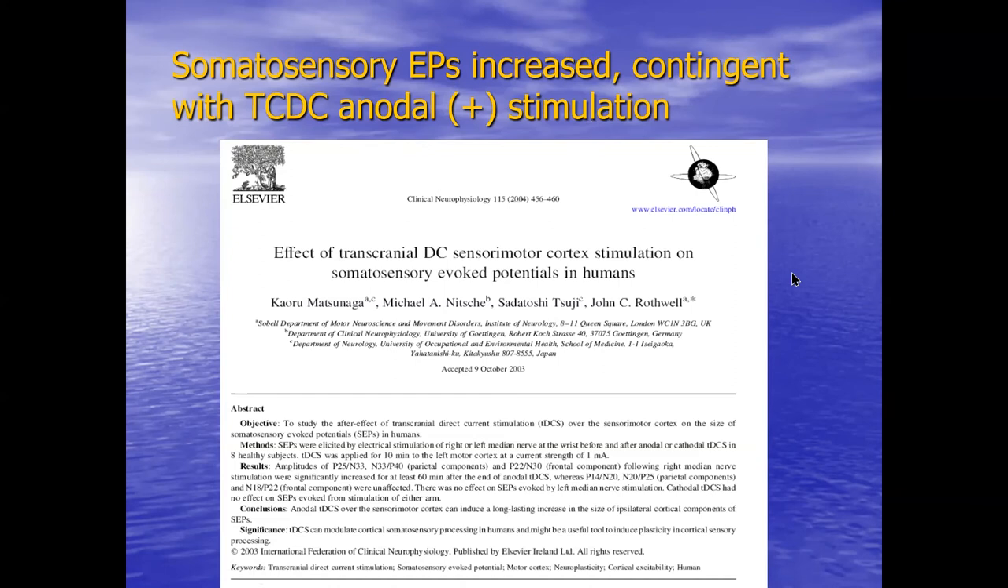You can excite or inhibit the cortex. And at this point, applications are largely experimental. I don't know that there's a solid agreement that something is specifically clinically useful.